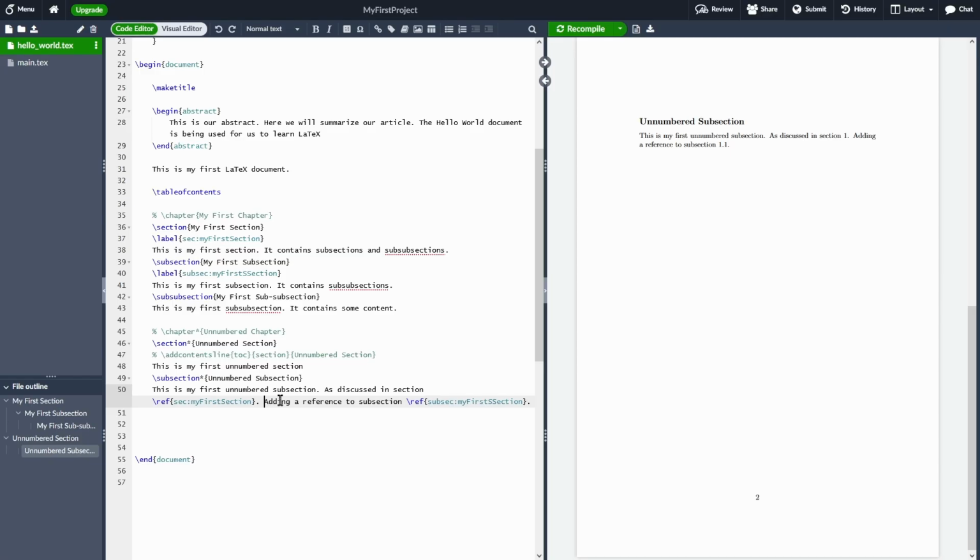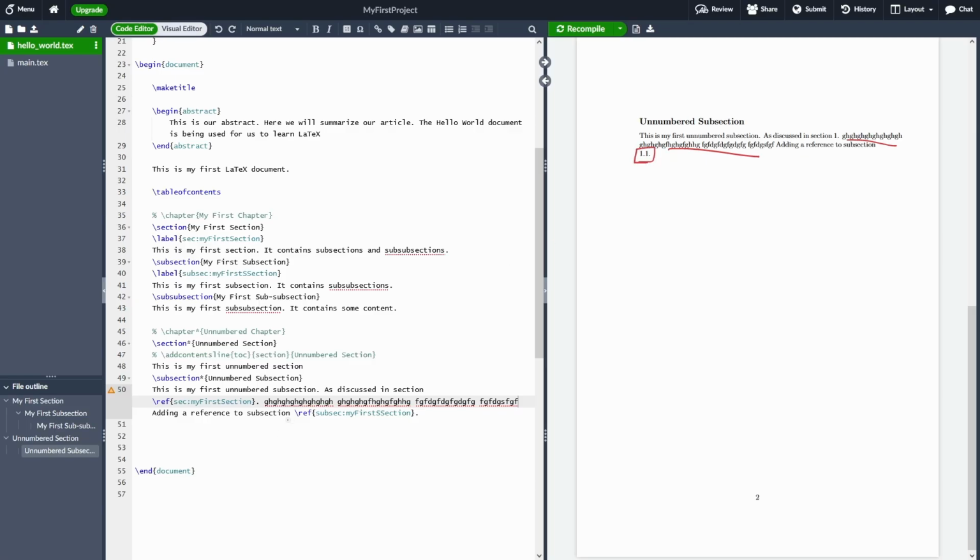Let me just add a few dummy characters here. Let's take a look at this scenario. You can ignore the dummy characters that I've added to kind of simulate this scenario. Now, what happens is adding a reference to subsection. Now, this 1.1 is just floating in the next line, correct?